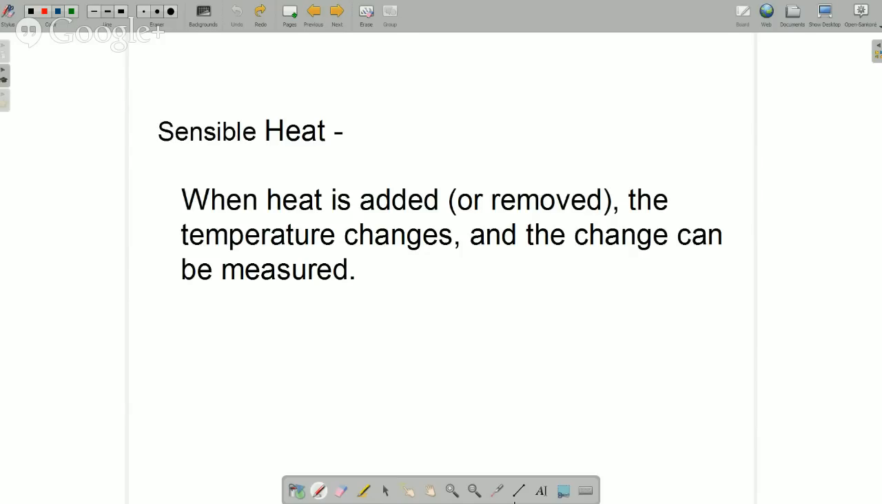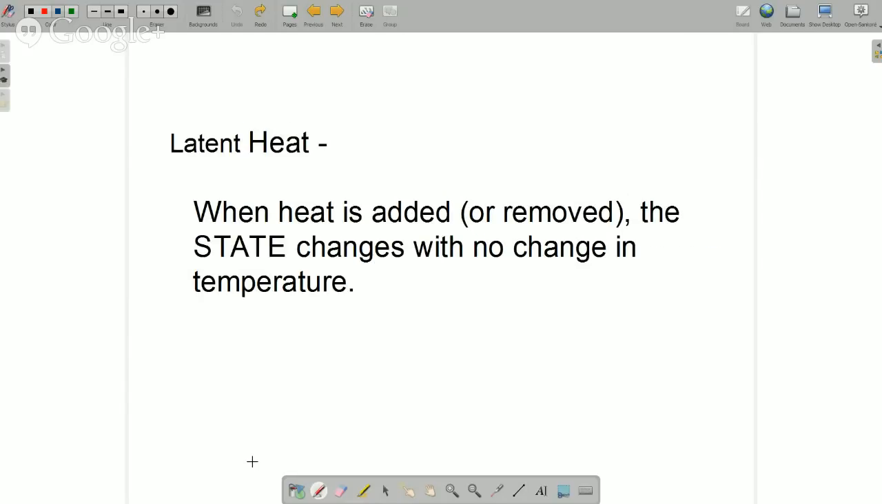Okay, sensible heat. Key term here. Sensible heat is when heat is added or removed from a substance and the temperature changes. You can measure the change in temperature. So if you put an iron rod over a flame and you put a thermometer on that iron rod and that thermometer starts to increase in temperature, we are now absorbing sensible heat. And remember, heat is molecules in motion.